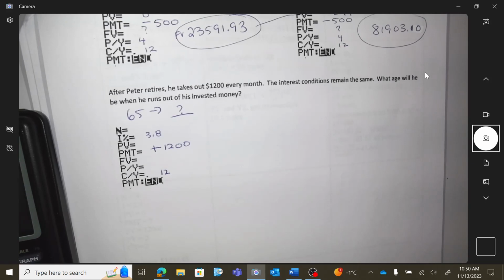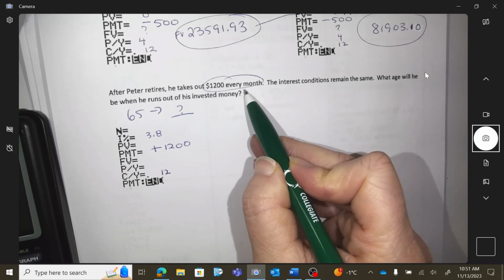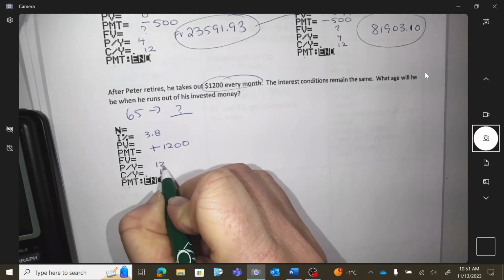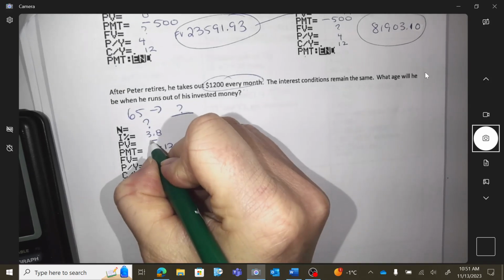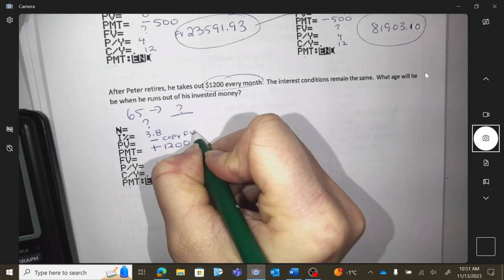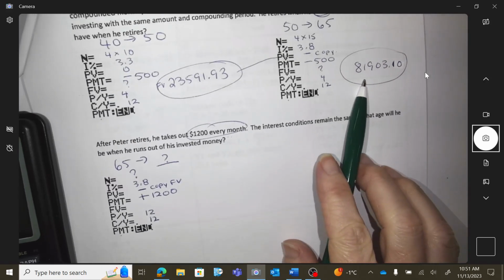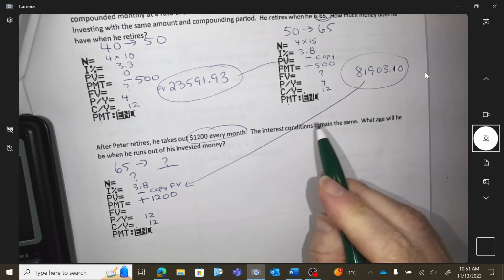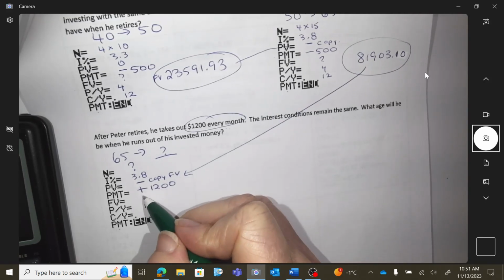compounded monthly. And now this is also changed. This money he's taking out every month. So instead of 4 payments a year, there's going to be 12 payments every year. How old will he be? So the N is the unknown. What are we starting with? We're going to do a negative copy of the future value from the, what did we start with? We're going to start with that. And what's the future bank account number going to be? Out of money.